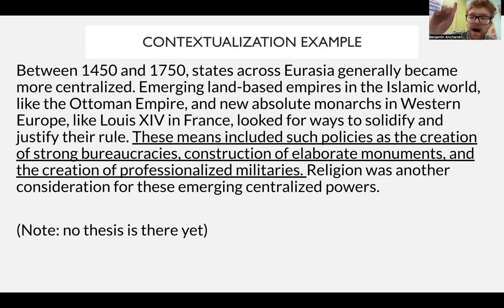Then you define what your thing means. How is it relevant for your discussion about religious tolerance? In this case, I am defining what centralization means. I am defining what absolutism means.